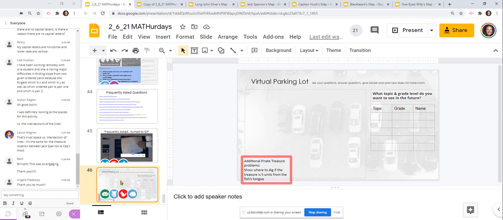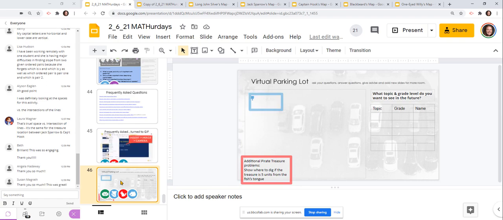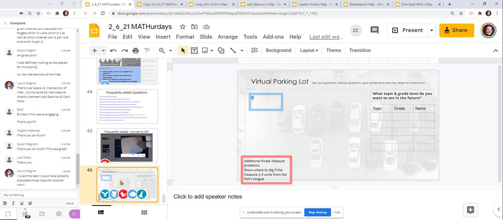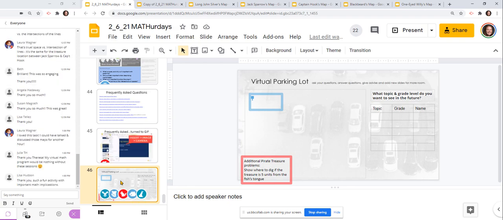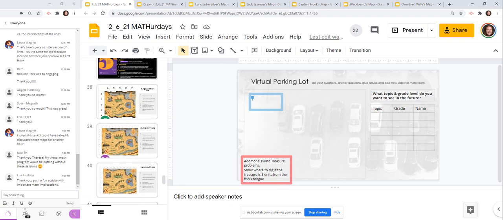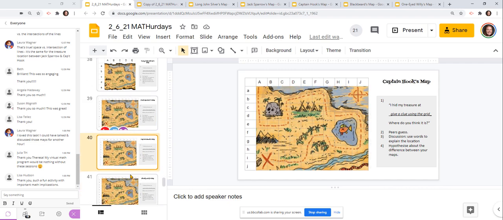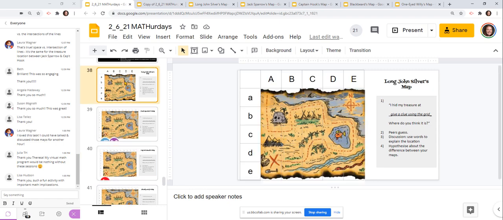Hey, Teresa, I have a question for you. This is Allison. How intentional, and I'm just looking at how you crafted these maps, how intentional were you on each one about how you centered the letters, or how you justified the letters? Like I'm looking at Jack Sparrow's and I can see the letters across the top are left justified in each cell. Same with Blackbeard, but then I noticed on Long John Silver that they were centered.